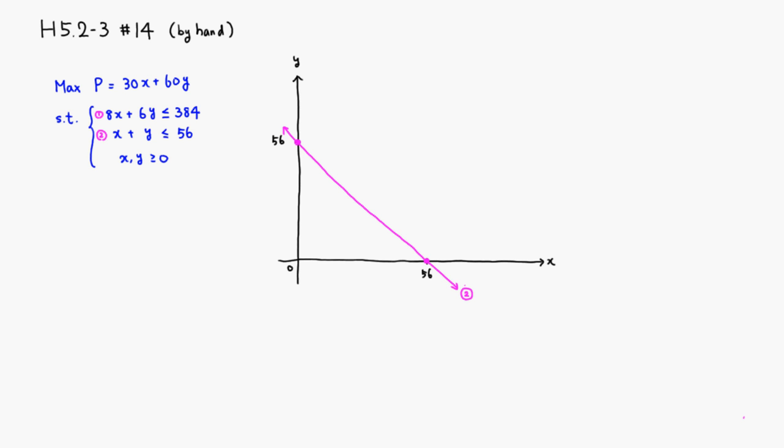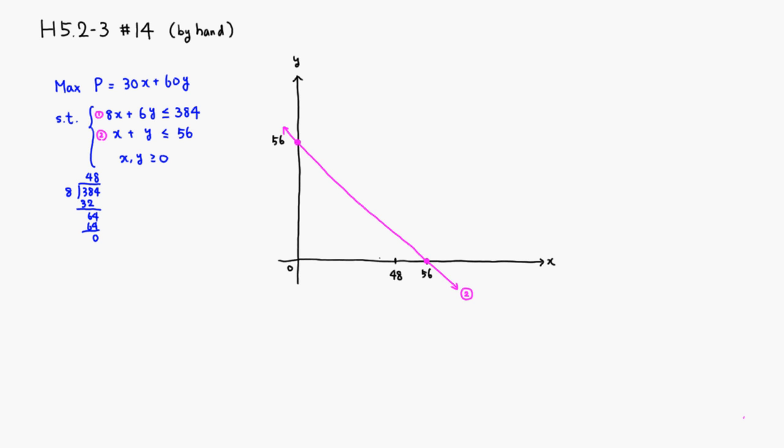For the first one, I have to do a little bit of division. The x-intercept would be 384 divided by 8. 4 times 8 is 32, with 64 left over, and 8 divides 64 evenly, so it's 48. So the x-intercept is 48, which is smaller than 56, so I'm going to put 48 around there.